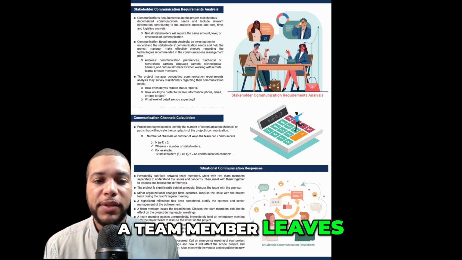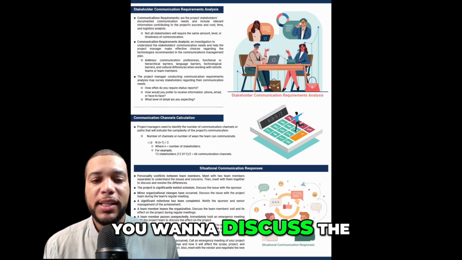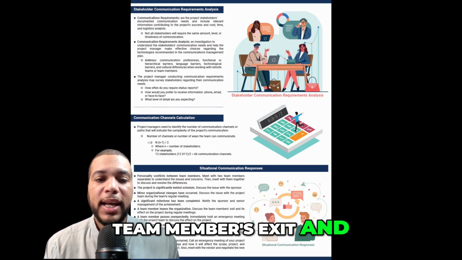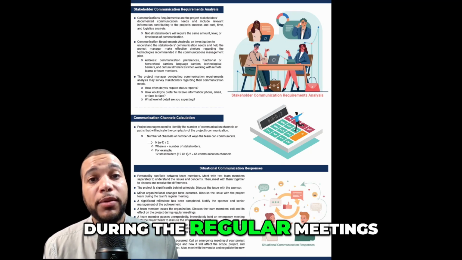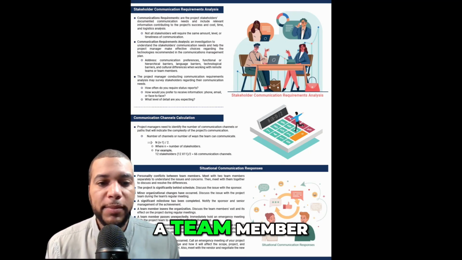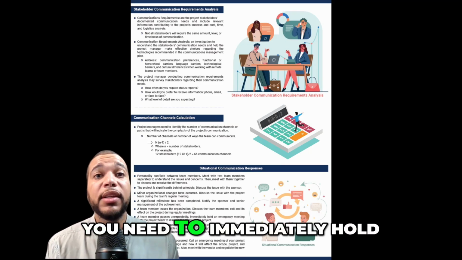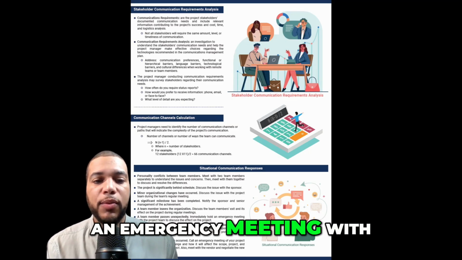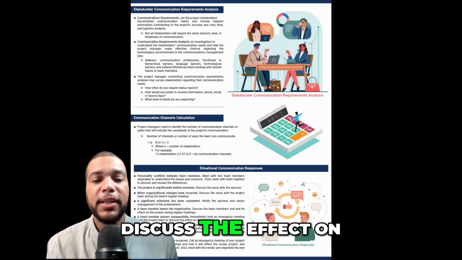A team member leaves the organization. You want to discuss the team member's exit and its effect on the project during the regular meetings. You've got to keep the team informed. A team member passes unexpectedly. You need to immediately hold an emergency meeting with the project team and discuss the effect on the project.